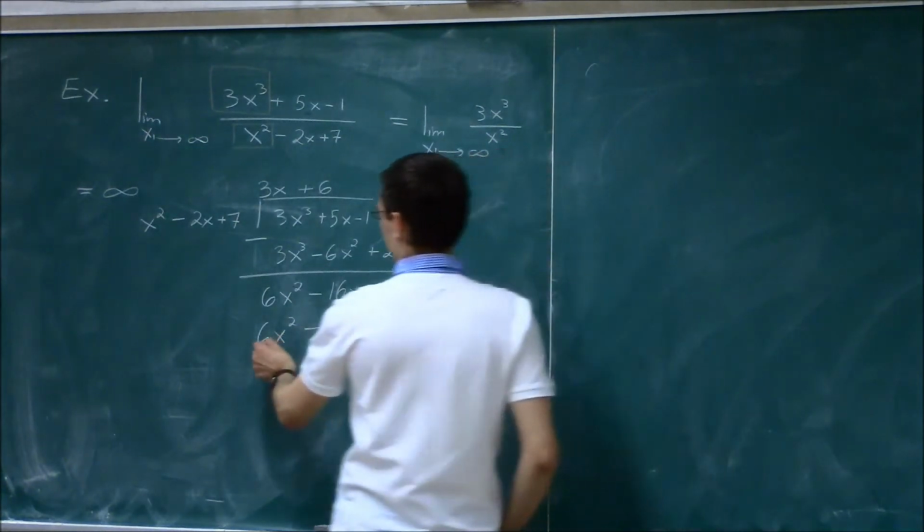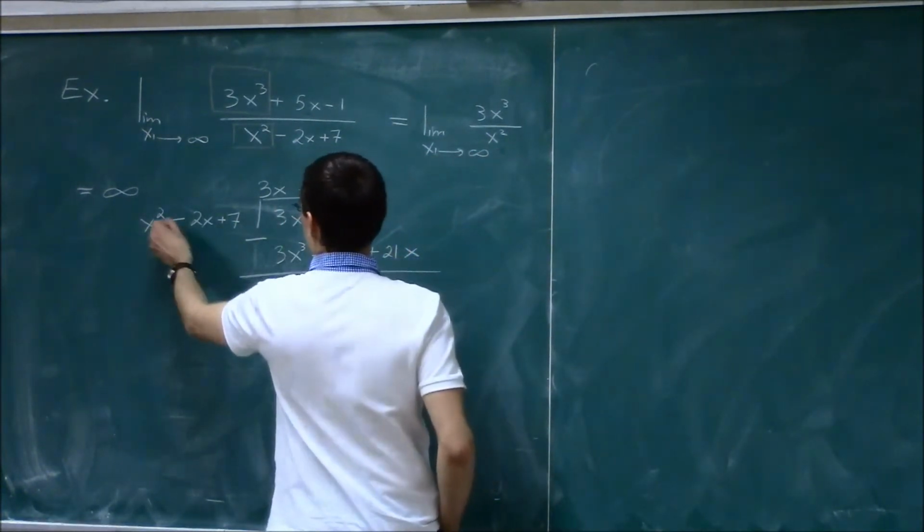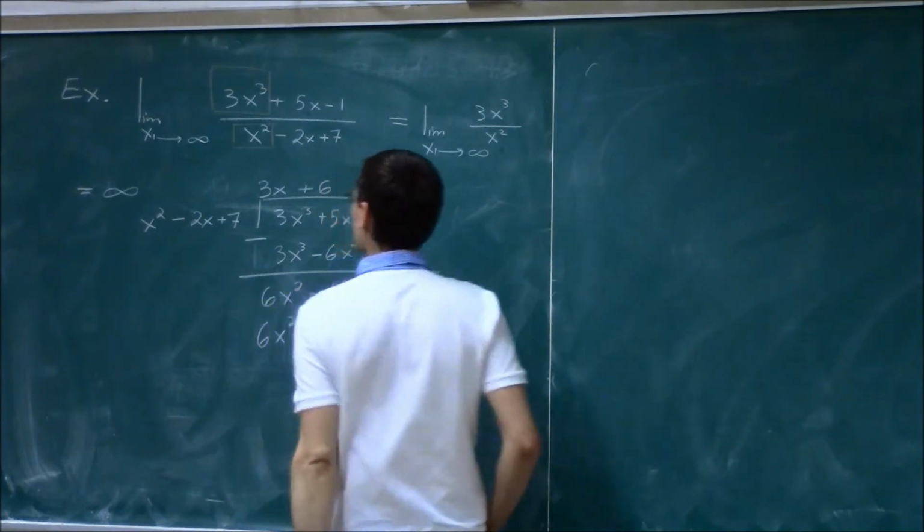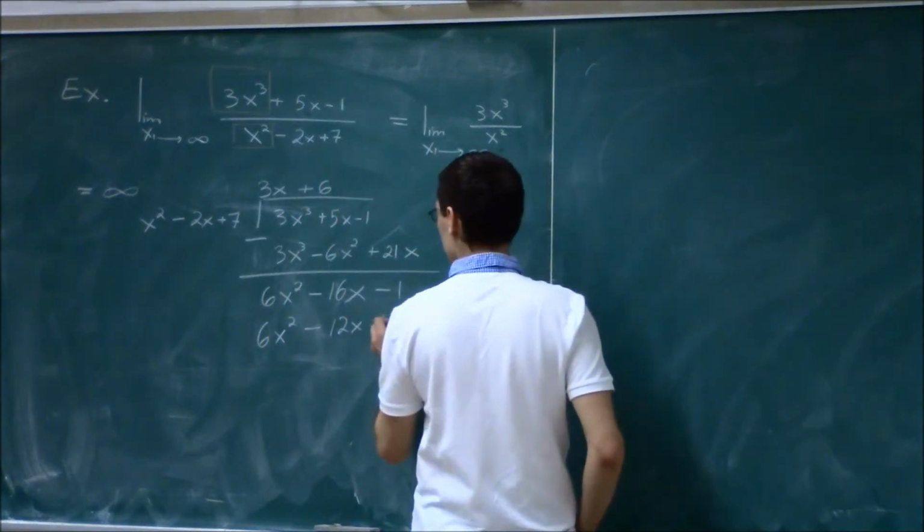So this would be 6. I multiply the 6 here. 6x squared minus 12x. And then plus what?